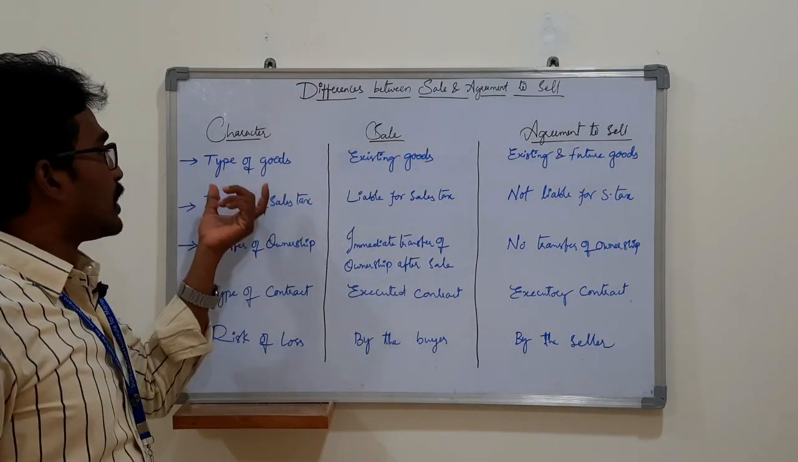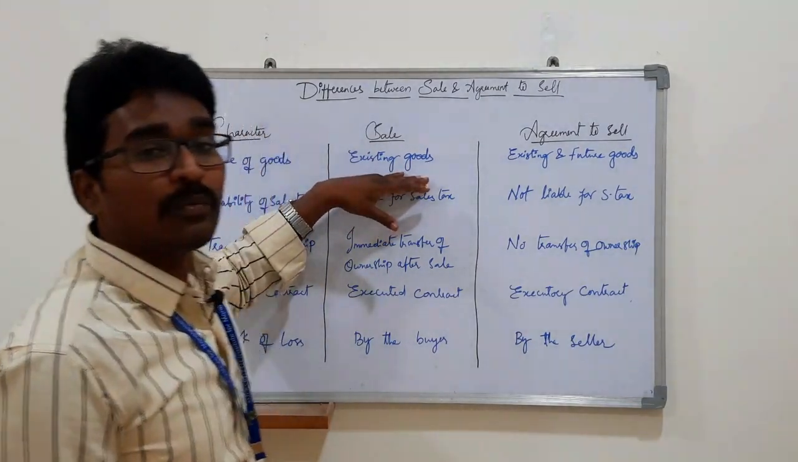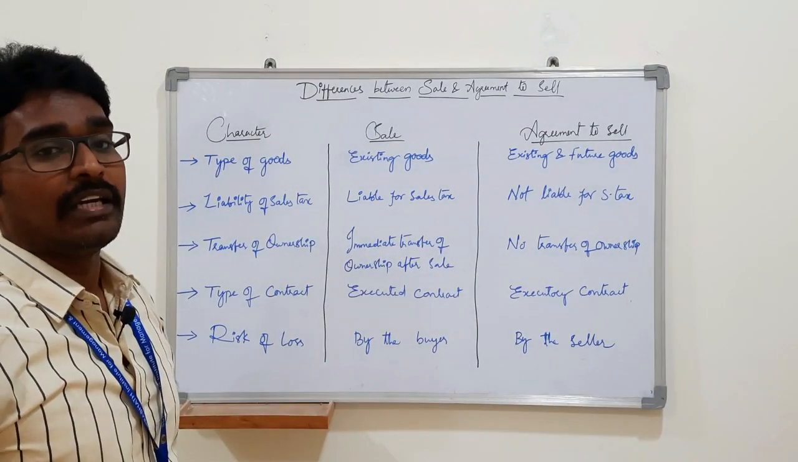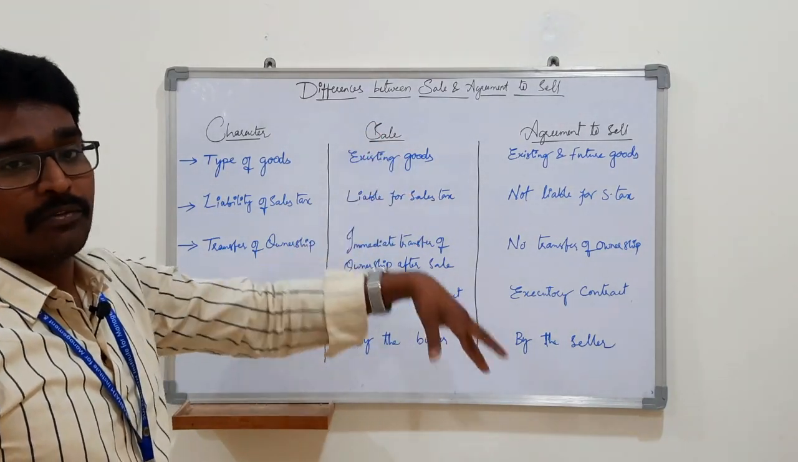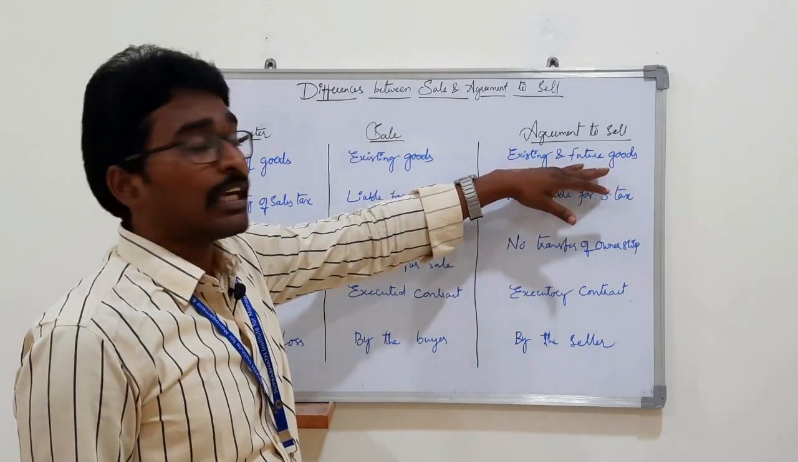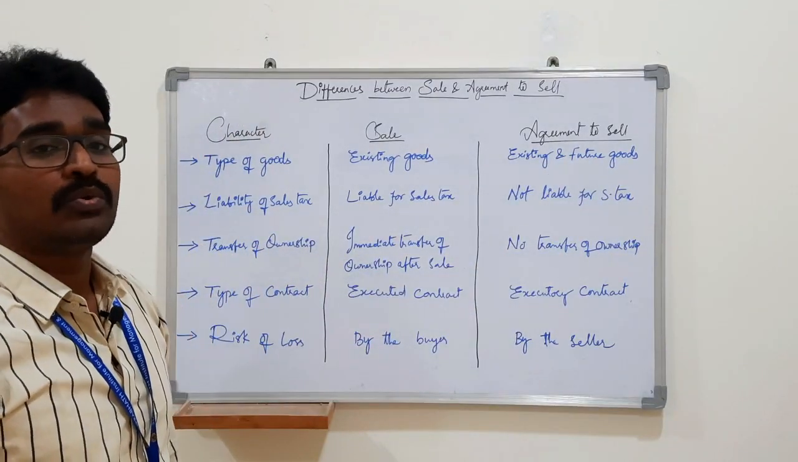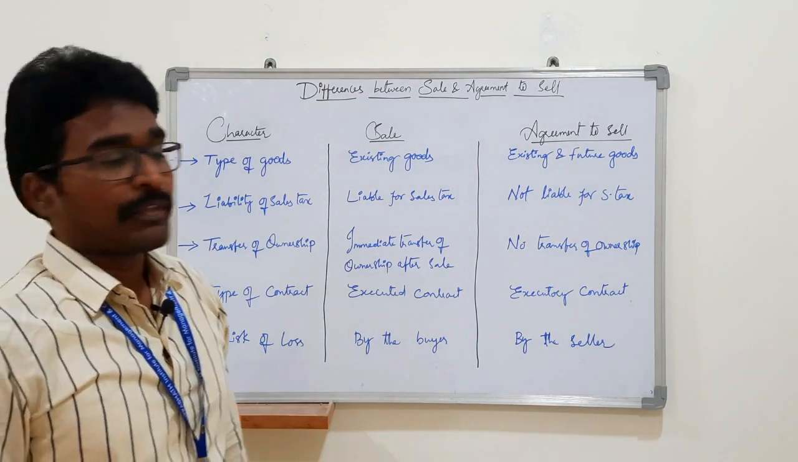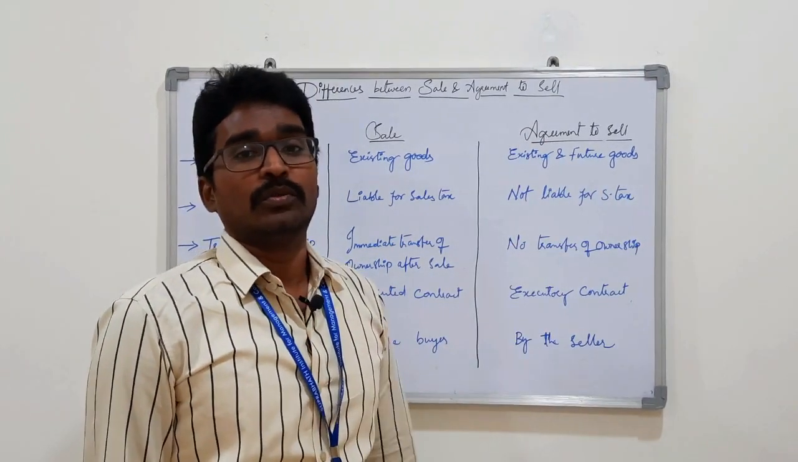The first one is type of goods. In sale, we can do the sale only with existing goods, the goods which are available currently. Only with those goods can we perform the sale of goods. Whereas an agreement to sell can be done with existing goods as well as future goods, the goods which will arise in the future. For that, an agreement can be made with the buyer. So agreement to sell can be made with existing as well as future goods.